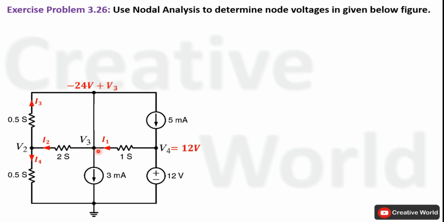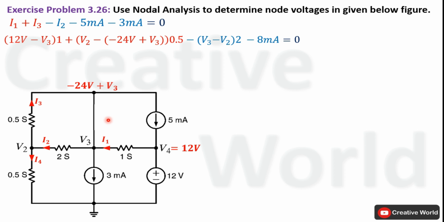On this supernode, two currents are entering: one is I1 and the other one is I3, while three currents are leaving: I2, 3 milliampere and 5 milliampere. All leaving currents are taken with negative signs and entering currents are taken with positive signs. In the next step, we have to replace all these currents with their respective equations.